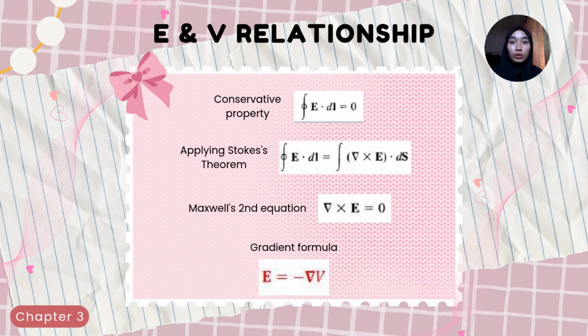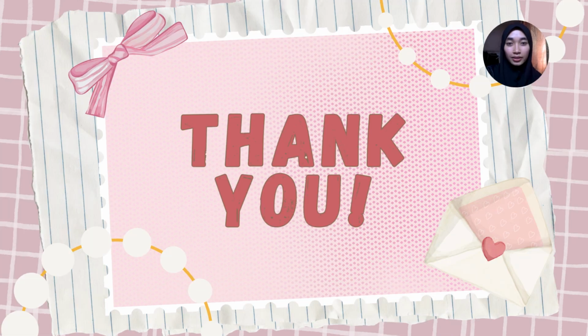Finally, let's look at the relationship between the electric field and potential. Because the electric field is conservative, the line integral around a closed path is always zero. By applying Stokes' theorem, we get Maxwell's second equation, which states that the curl of E equals zero. This leads to our final gradient formula, showing that the electric field is the negative gradient of potential, E equal to negative del V. That's all from me.